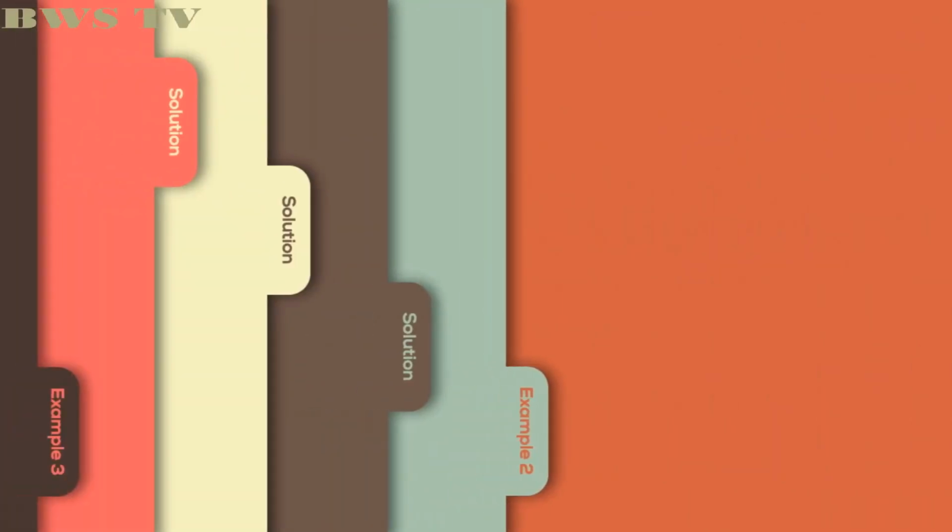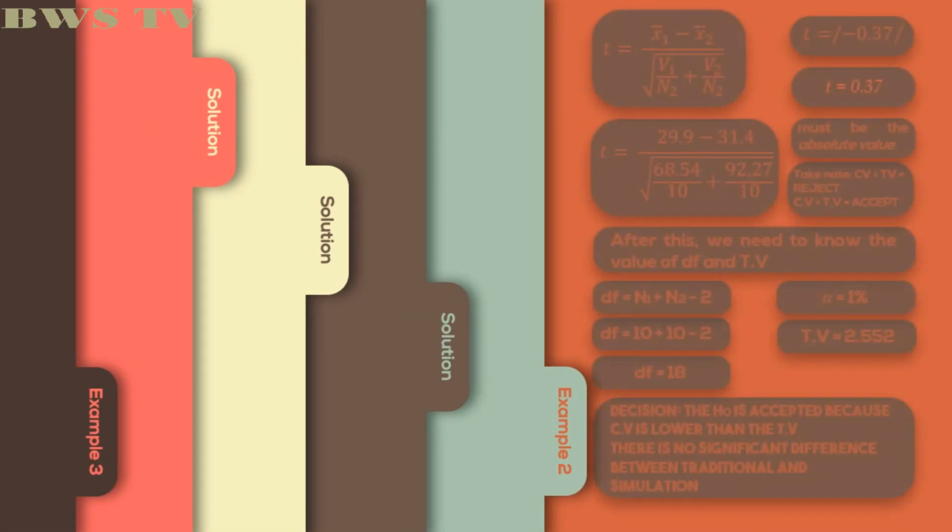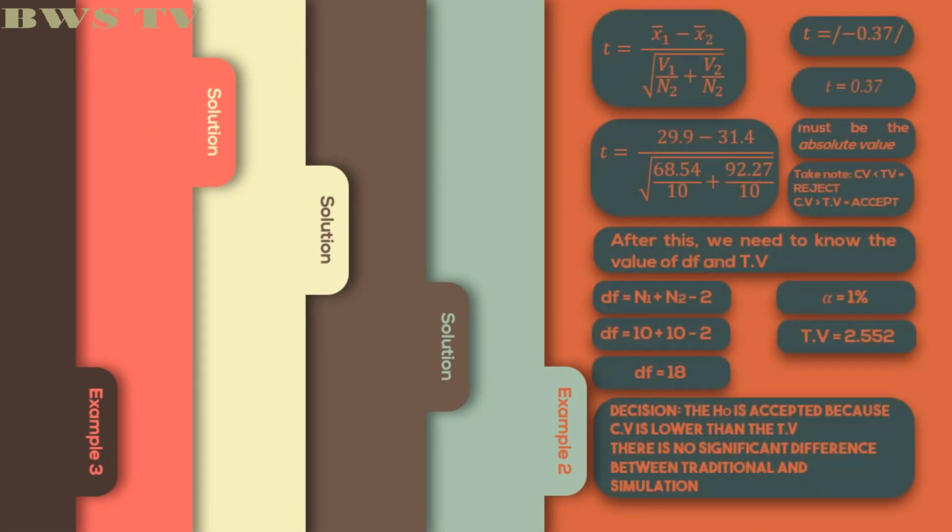Now, let's look for the t-value. Simply use the formula for the t-value. At this moment, let's just substitute. For the substitution, it will be 29.9 minus 31.4 over the square root of 68.54 divided by 10 plus 92.27 divided by 10. This will give you a result of negative 0.37.